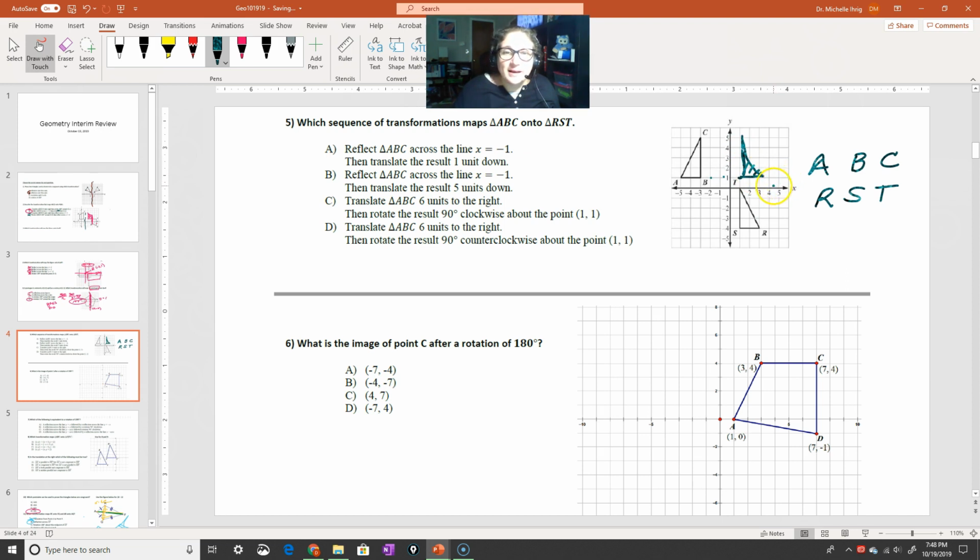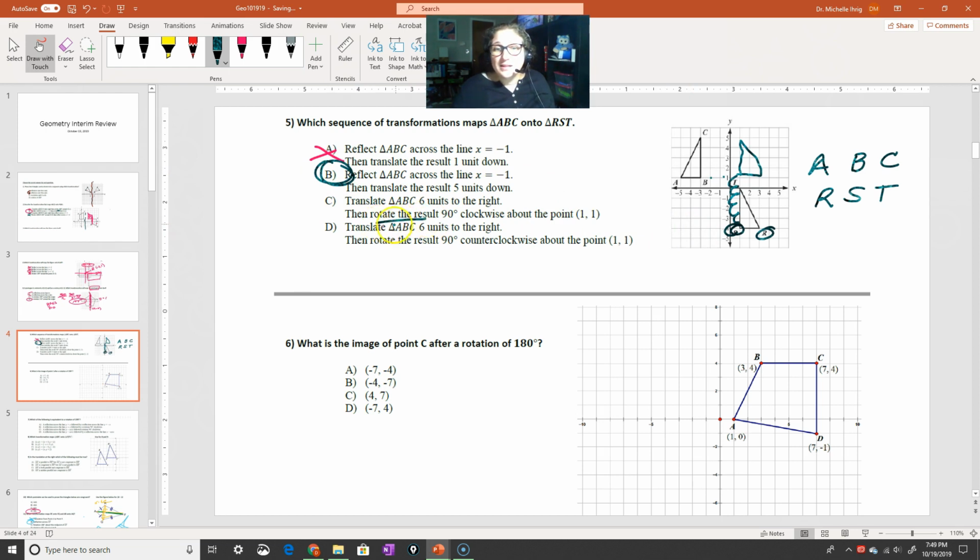Okay, and then it says 1 unit down. We already know that's not going to work, but let's just prove it. Here's 1 unit down. Doesn't work. Nope. Goodbye. Okay, next it says to instead do same thing, -1. This time it says 5 units down. 1, 2, 3, 4, 5. There you go. It maps. It's going to be choice B.